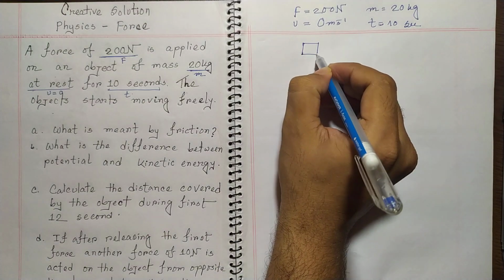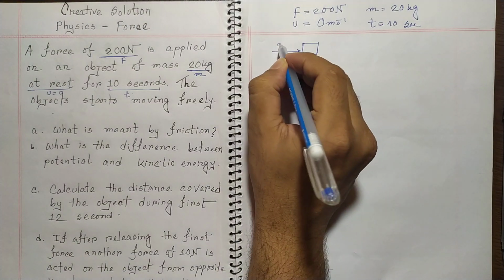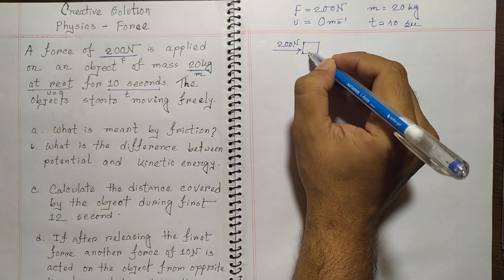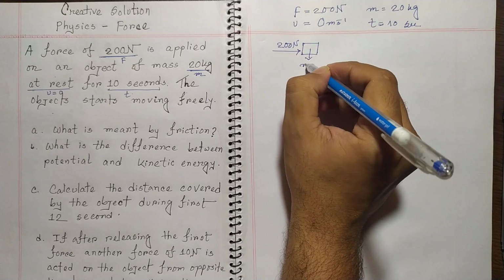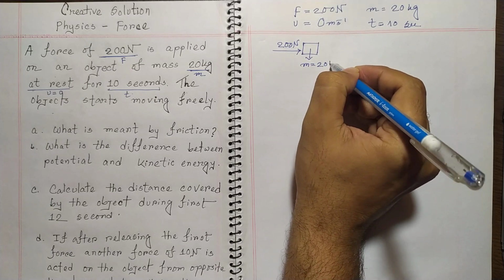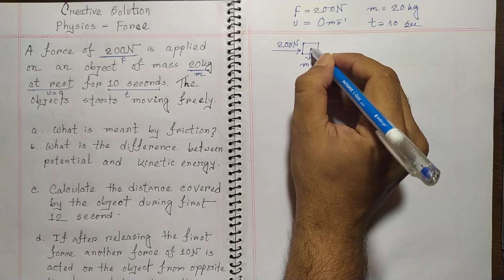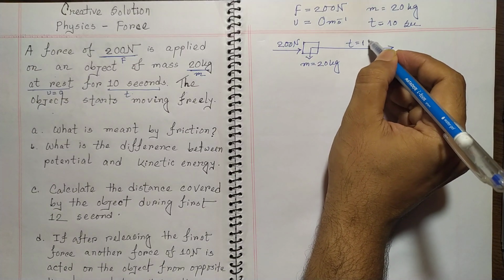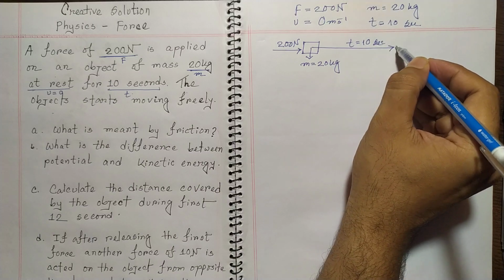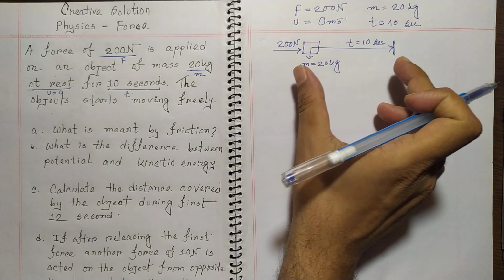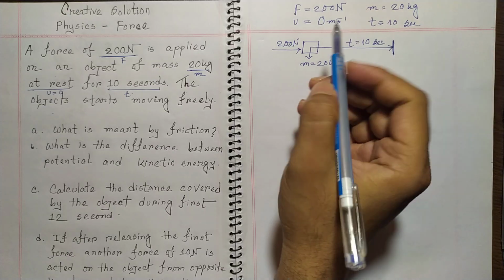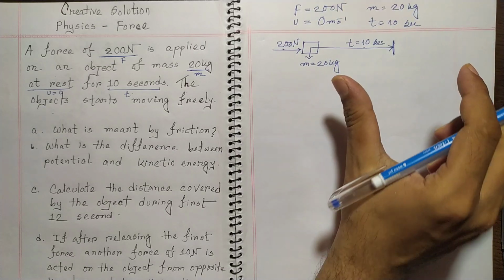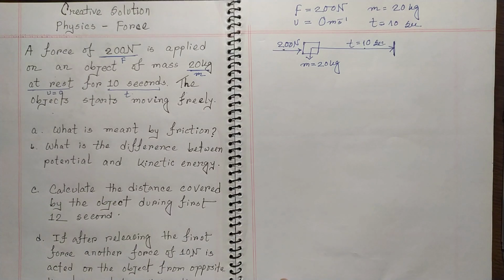So this is an object where an applied force of 200 newton was there. It is applied on an object whose mass is 20 kilogram, and it was applied till 10 seconds. After that, the object was moving freely. So this force was applied for 10 seconds. This is important. So now you see the data.